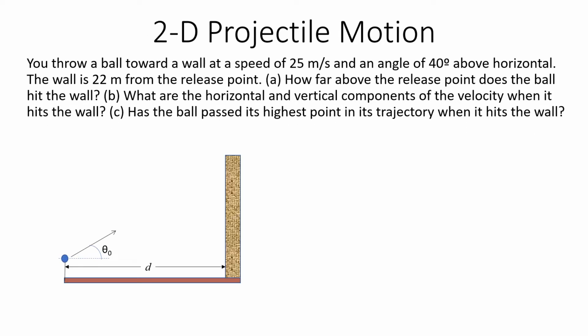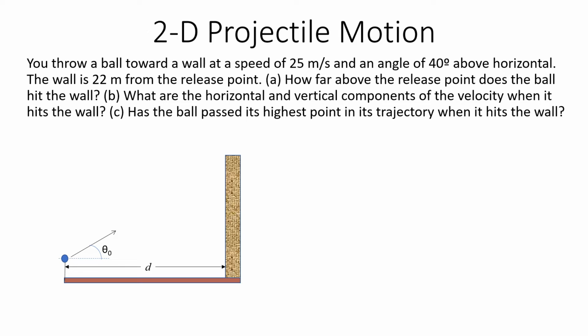All right, here's another example. You throw a ball toward a wall at a speed of 25 meters per second and an angle of 40 degrees above the horizontal. The wall is 22 meters from the release point. How far above the release point does the ball hit the wall? What are the horizontal and vertical components of the velocity when it hits the wall? And part C, has the ball passed its highest point in its trajectory when it does hit the wall?